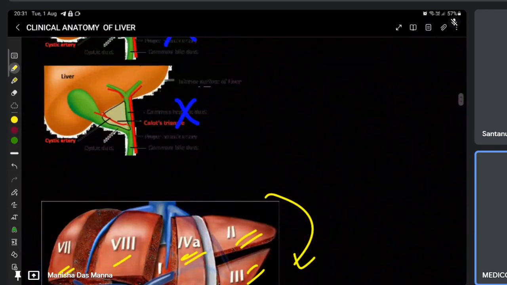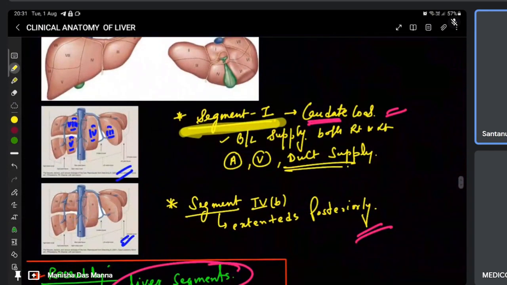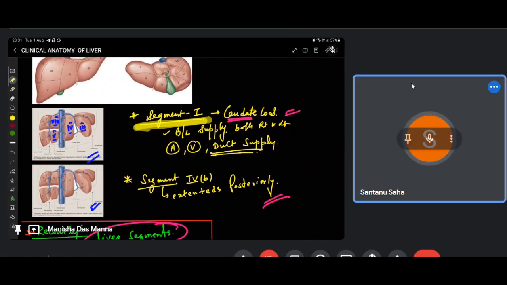Okay, they created these, okay? What's up? Okay, sure, sure, sure.